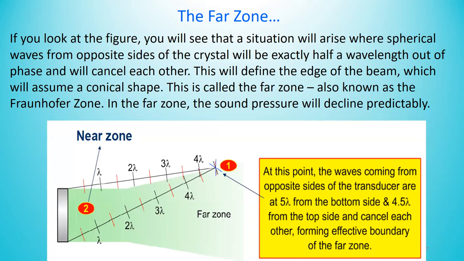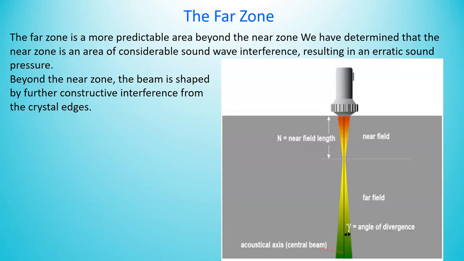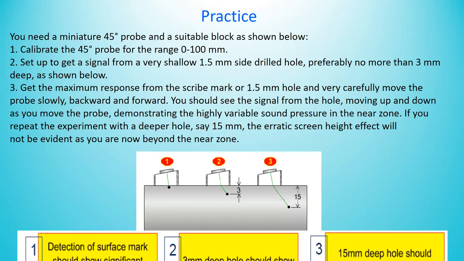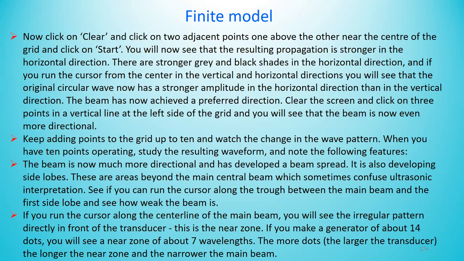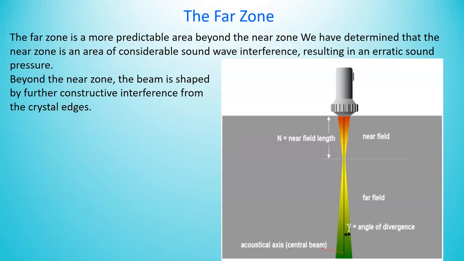In the far zone, if you look at the figure, you will see that situations arise where the spherical waves from opposite sides of the crystal will be exactly half a wavelength out of phase and will cancel each other. This defines the edge of the beam, which assumes a conical shape. It's called the far zone, also known as the Fraunhofer zone. The near zone is the Fresnel zone.